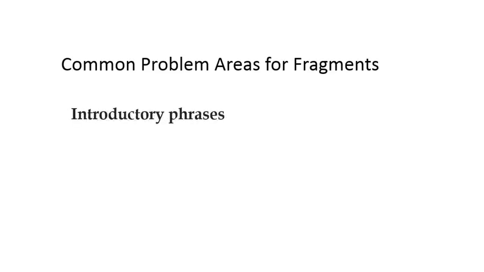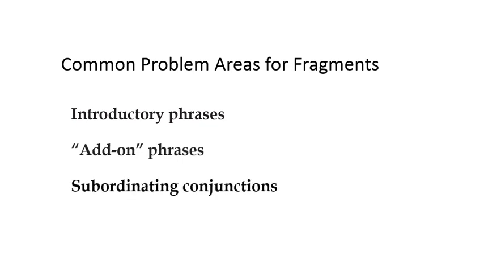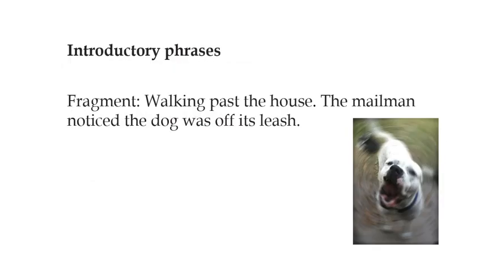So there's a few areas that kind of create problems. There are sort of problem areas where fragments seem to pop up. The first one is introductory phrases, then add-on phrases at the end of a sentence, and something called subordinating conjunctions. So let's look at each one of these individually.